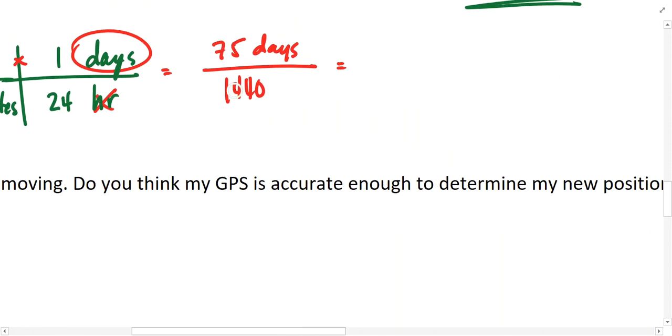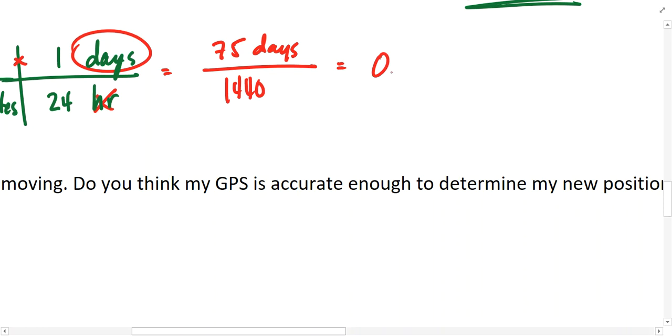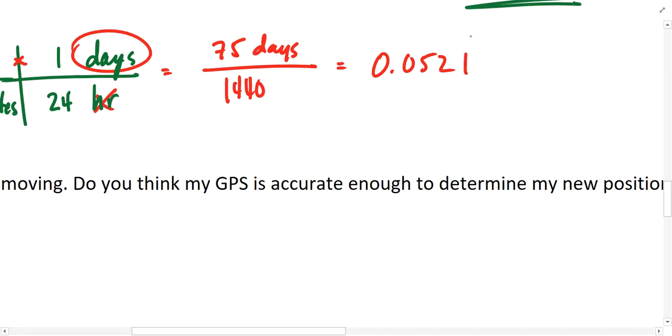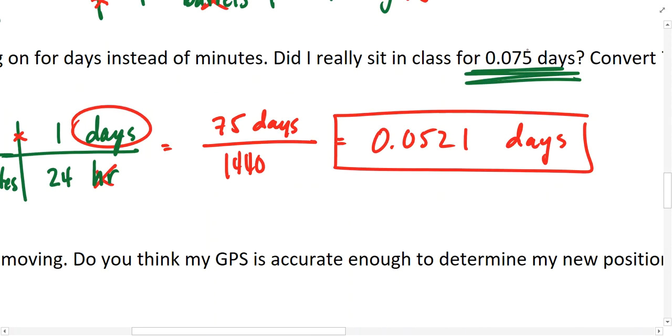And now that I've obtained a single fraction at the very end, I can go ahead and divide those two, because that's what a fraction is. It's a mini division problem. And 75 divided by 1440 is 0.05208. 0.052, I'll round that up to 0.1. So no, you have not been sitting in class for 0.075 days. If you've been sitting for 75 minutes, you've only been sitting in class for 0.05 days.